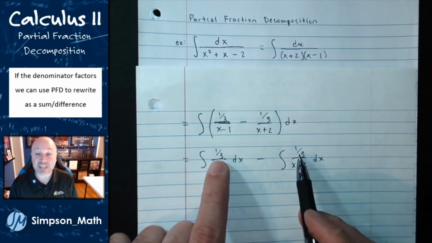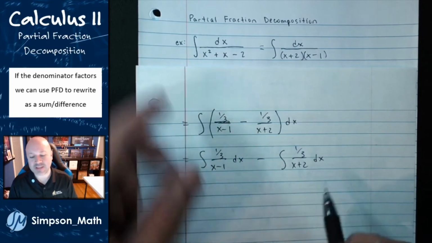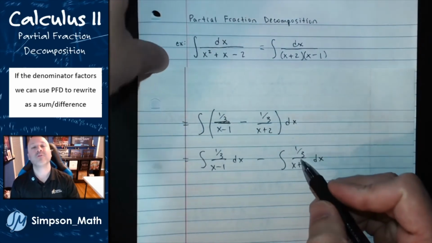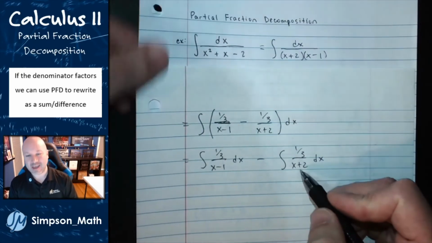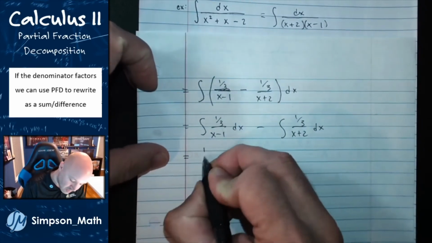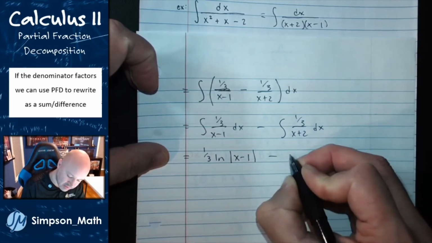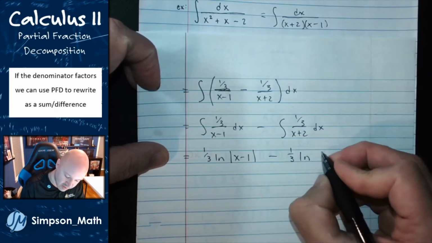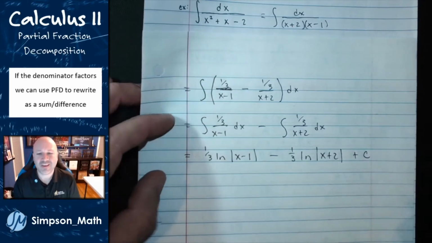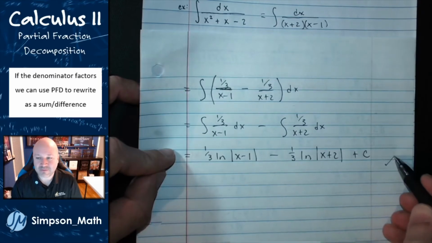In both of these integrals, I can pull out the 1/3, and then this is just the natural log. You can use u substitution if you need to. You'd have 1 over u, which is the natural log of u, and there's no chain rule involved. I think we're comfortable doing this. 1/3 natural log of x minus 1 minus 1/3 natural log of x plus 2 plus c. Looking at the answer, I'd have to give you full credit for that.